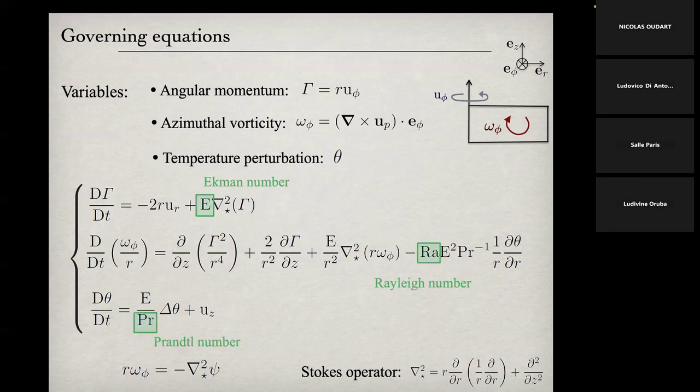This system of equations involves three non-dimensional control parameters. First, the Ekman number, which is the ratio between the viscous forces and the Coriolis term. We have the Rayleigh number, which is the ratio between the buoyancy forces and the kinematic viscosity and the thermal diffusivity, which both prevent the motion. And the Prandtl number, which is the ratio between the kinematic viscosity and the thermal diffusivity. So we have three control parameters in this problem.